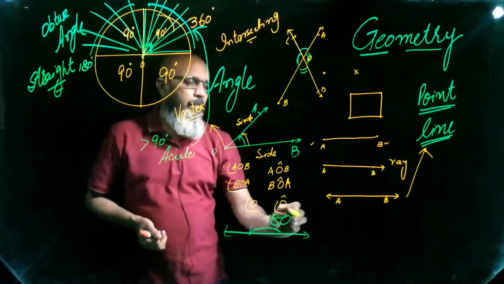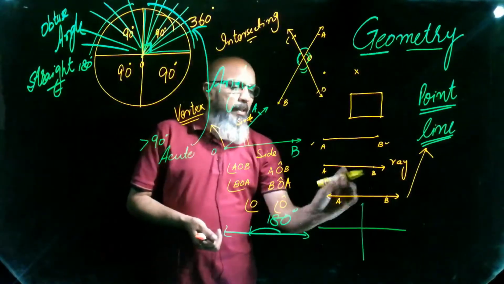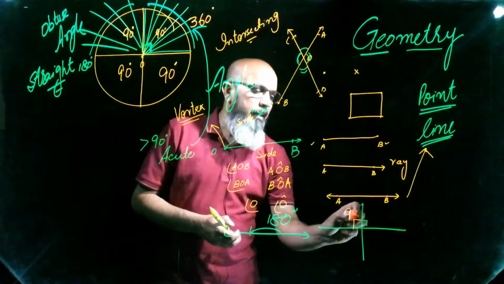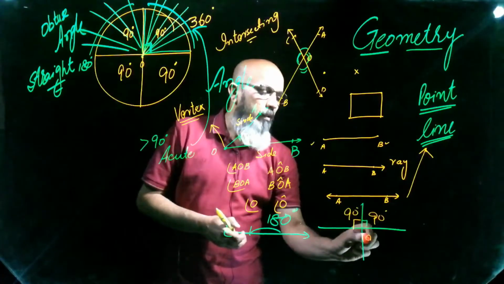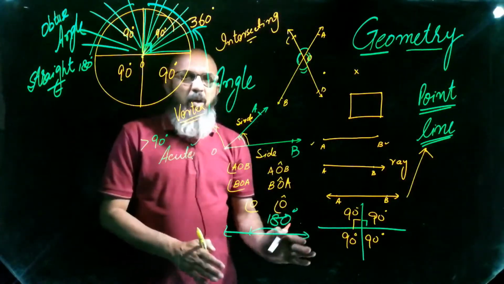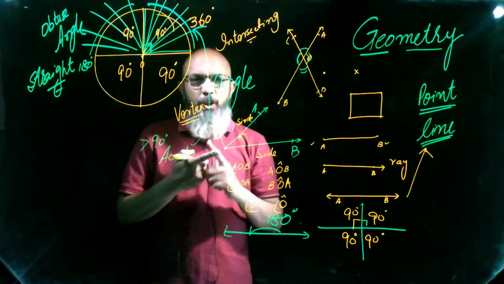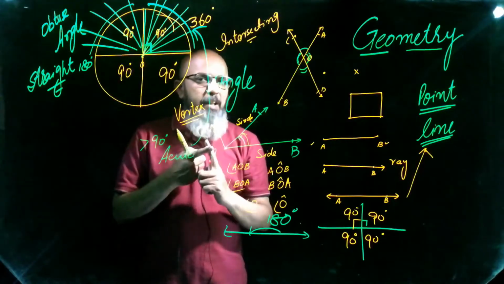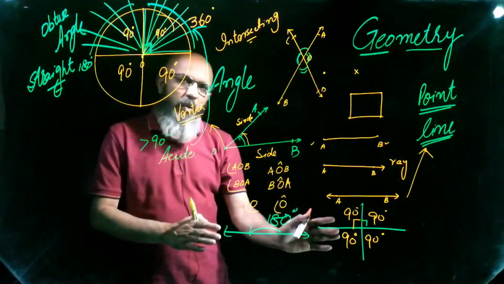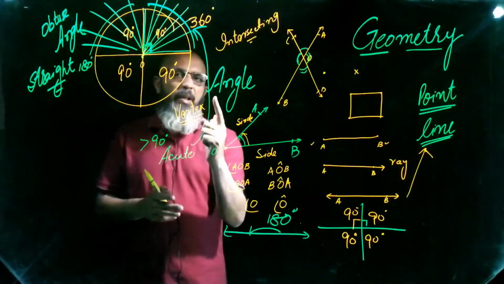And one more thing, these lines are intersecting lines, but they intersect at an angle of 90 degrees, which means 4 equal right angles. So what do we call these lines? These lines are called perpendicular lines. If two lines intersect each other at an angle of 90 degrees, we call them perpendicular lines. So the angle of a straight line is 180 degrees.